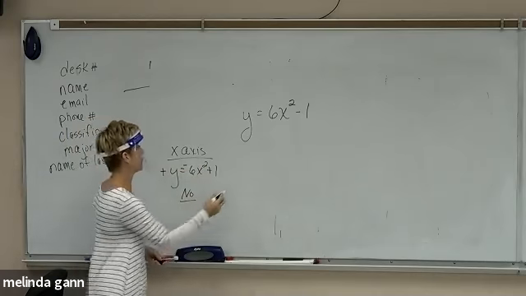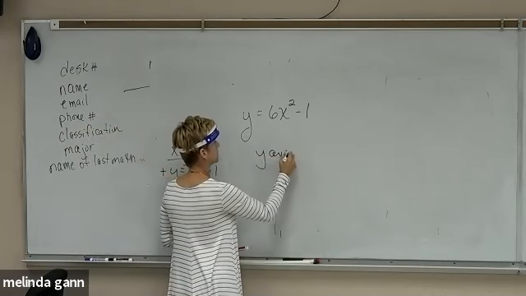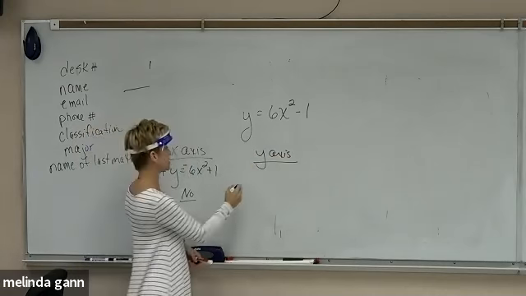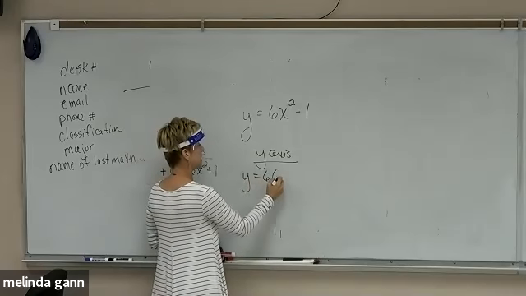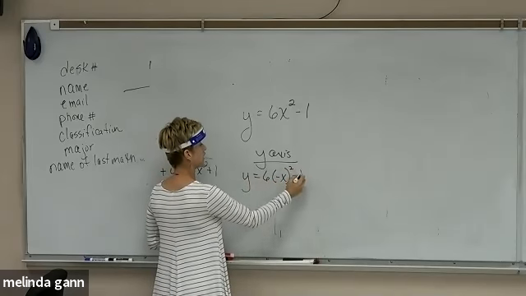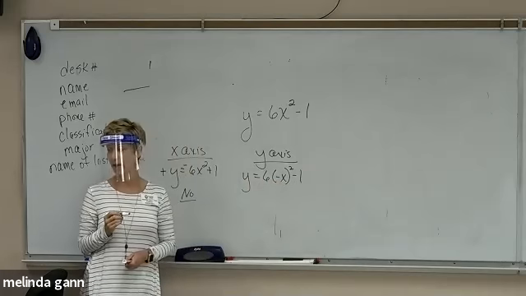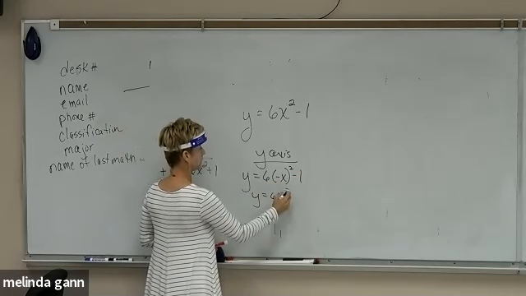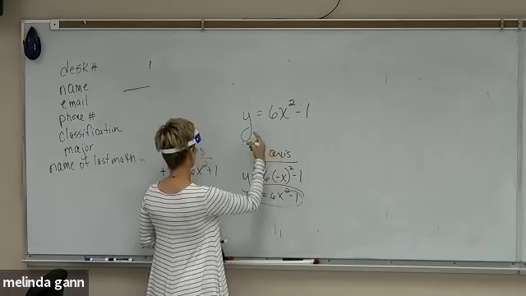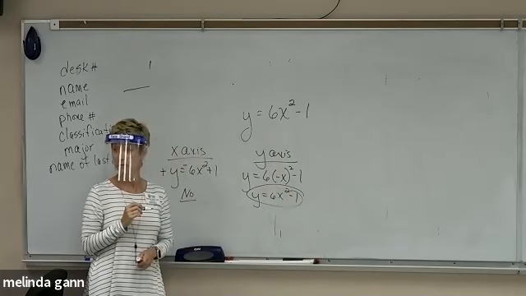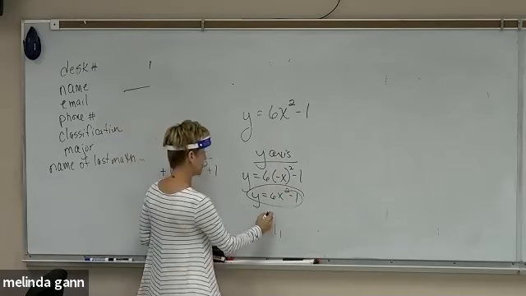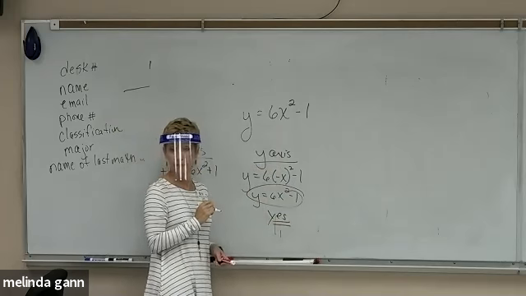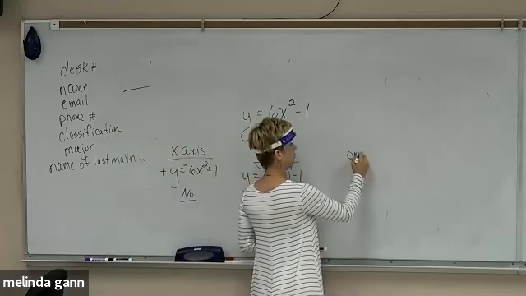All right, how would I check for y-axis symmetry? I replace the x. All right, so I have y is 6. Now I got a negative x that I've got to square minus 1. What happens when you square that negative x though? Okay. So does this look like the original? It does, doesn't it? So here I do have what? Y-axis symmetry.